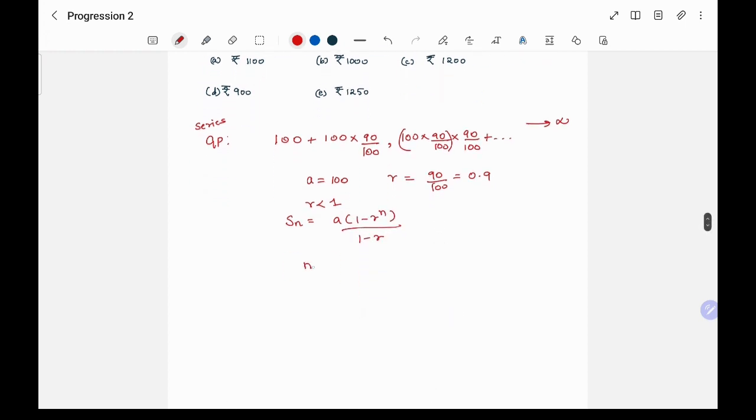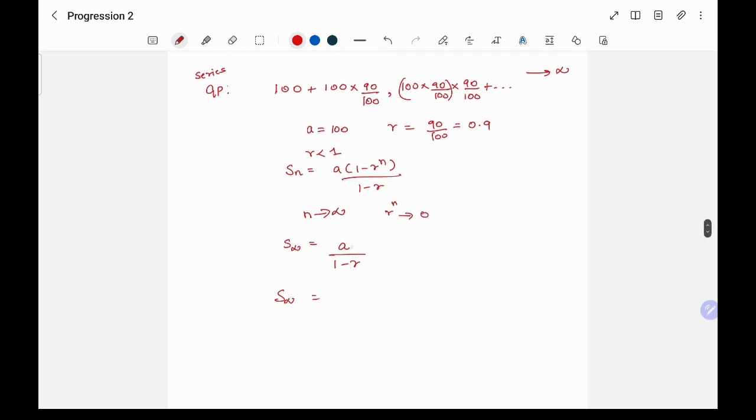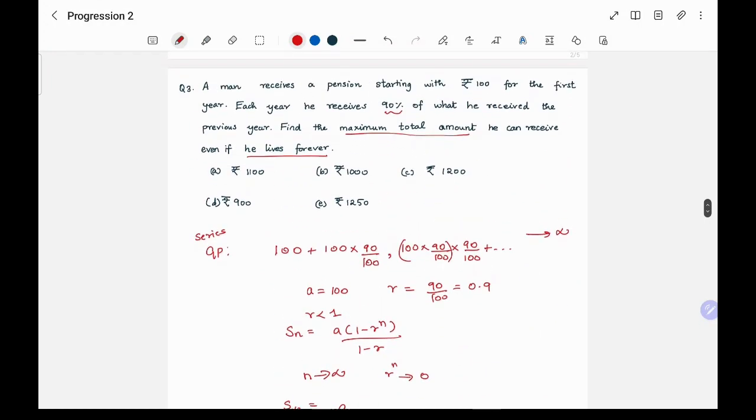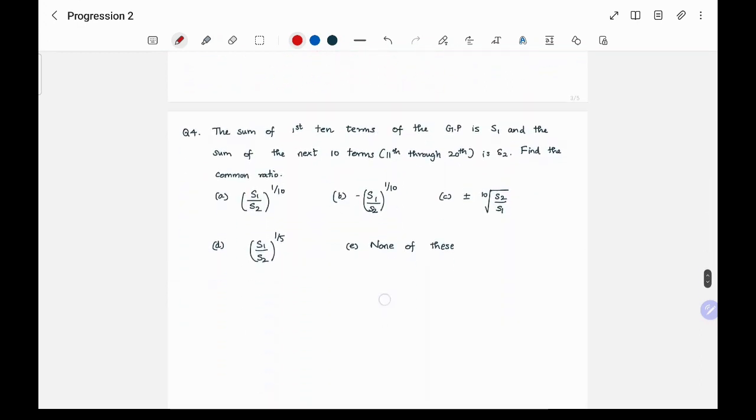And we also saw that as n tends to infinity, r power n will tend to 0. So we'll get S infinity as a by 1 minus r. So that is what they have asked here. We'll just substitute and find it, very easy. So 100 by 1 minus 0.9, which is nothing but 100 by 0.1, which will be 1000 rupees. So the maximum total amount he can receive even if he lives forever is 1000. Right. So option B.